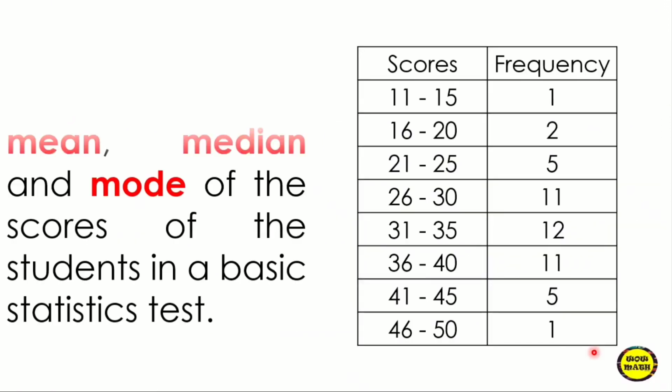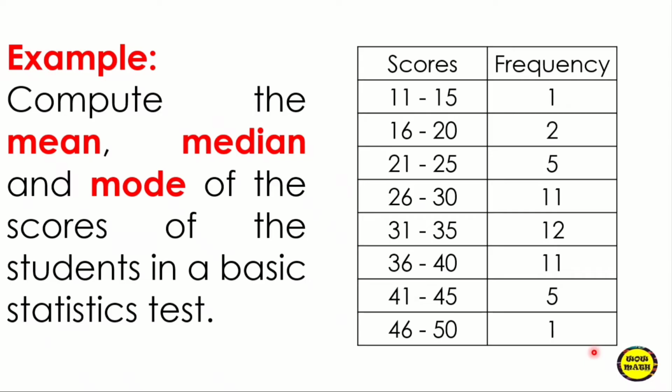So for example, meron tayong given na scores. So, for 11 to 15, meron tayong frequency na 1, 16 to 20, 2, 21 to 25, 5, 26 to 30, 11, 31 to 35, 12, 36 to 40, 11, 41 to 45, 5, 46 to 51. So, minsan, ang given natin, dito nagsisimula sa baba. No? In this case, nandito yung 11 to 15 sa taas. So, pag ganito naman siya, pababa.